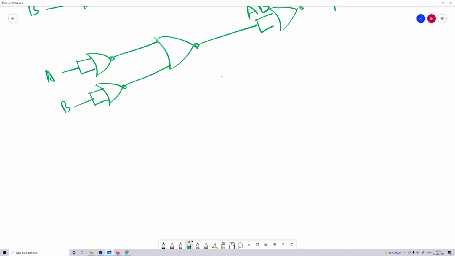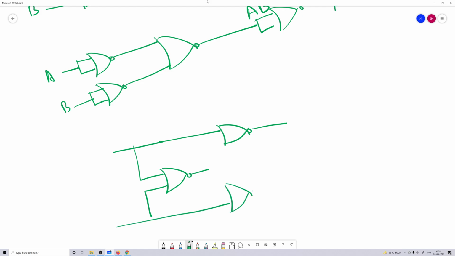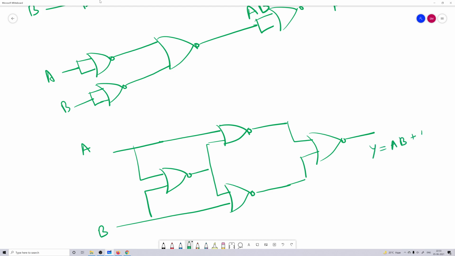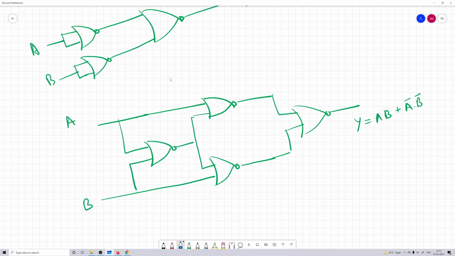This is the circuit for the XNOR gate. Let me draw it. This is A, this is B. The output is the XNOR logic, that is AB plus A complement B complement. Let us see how we can get this logic.